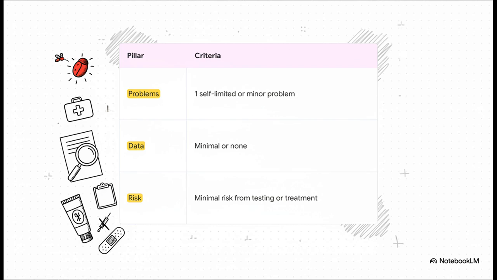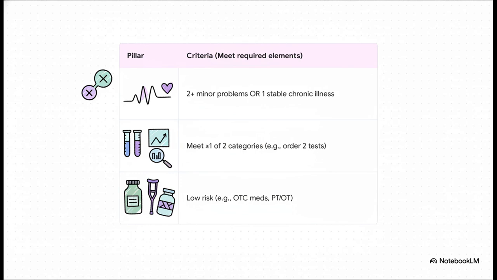But what happens when things get just a little more complex? Well, for low MDM, the complexity just ticks up a notch. So maybe this time you're managing 2 minor problems, or maybe one stable chronic illness, like well-controlled hypertension. For the data part, you only need to meet the requirements for one of 2 categories, like maybe ordering a couple of unique tests.